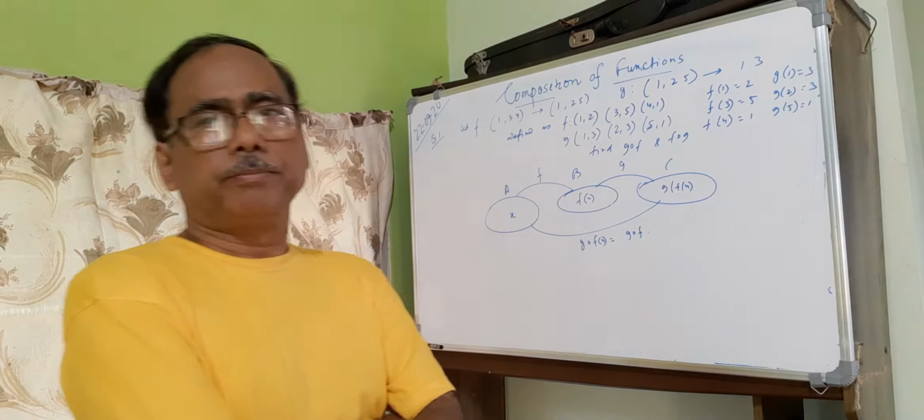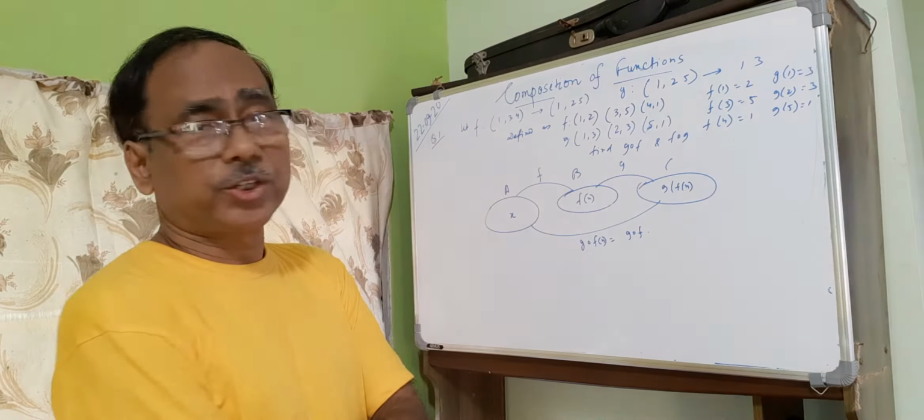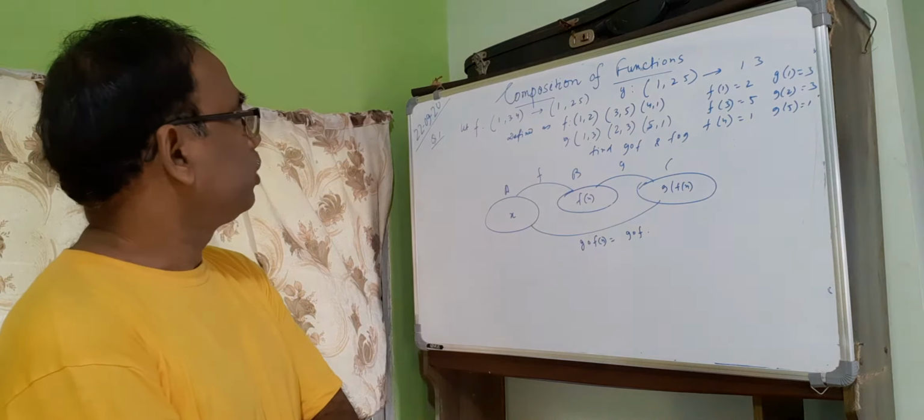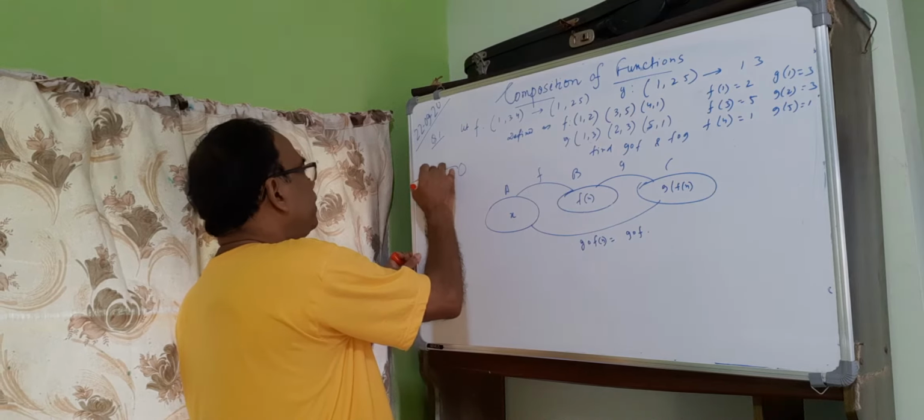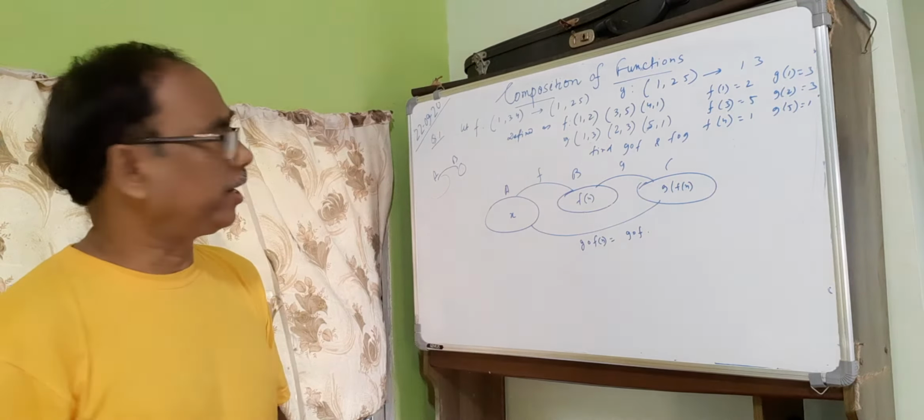Hi students, today we shall start composition of functions. In my previous class we have done relation. Now, what is composition of function? We have done one-to-one function from A to B. Now a composite function is a function from A to B, then B to C, composed to give a function from A to C.